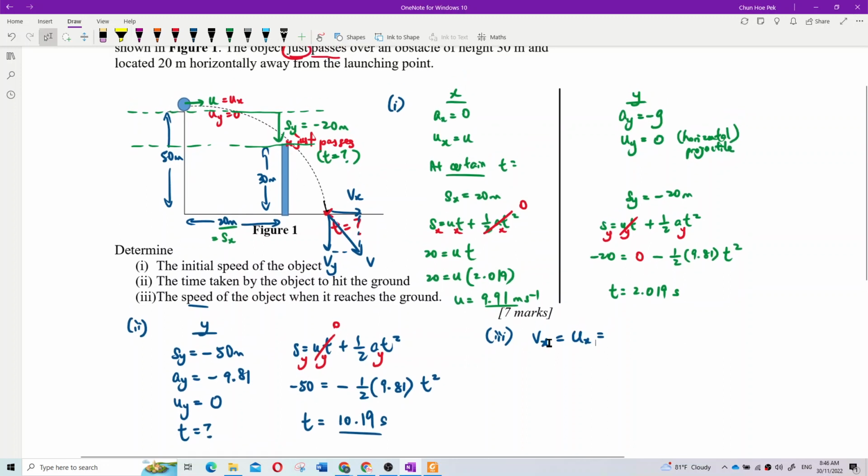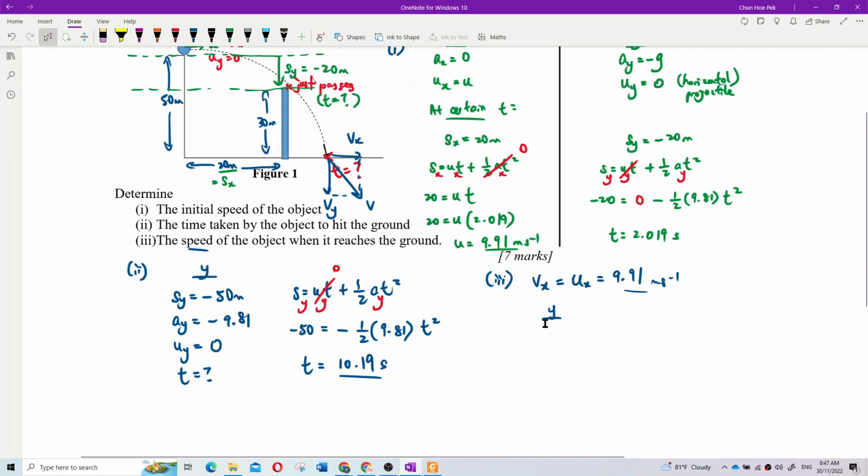Because for Vx it is constant velocity, isn't it? The velocity in the x component is constant, still 9.81, right? No, 9.91 meters per second. So the problem is the y component. Only the y component. So for the y component, you need to find Vy first.